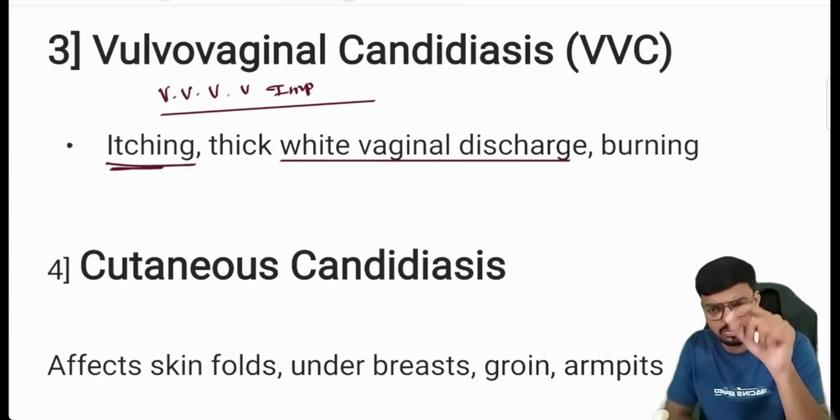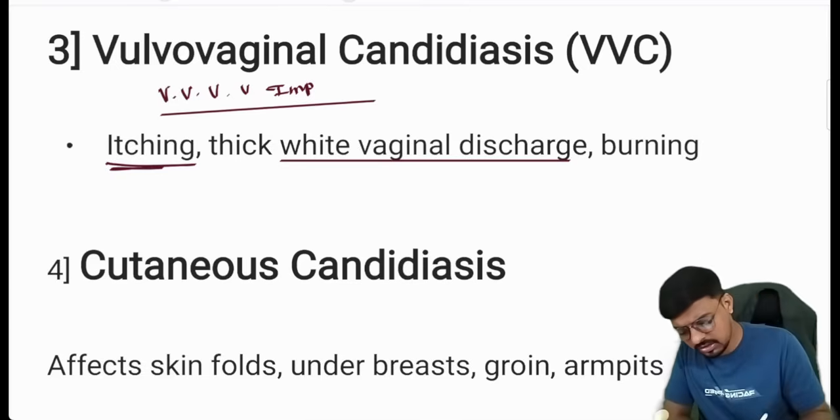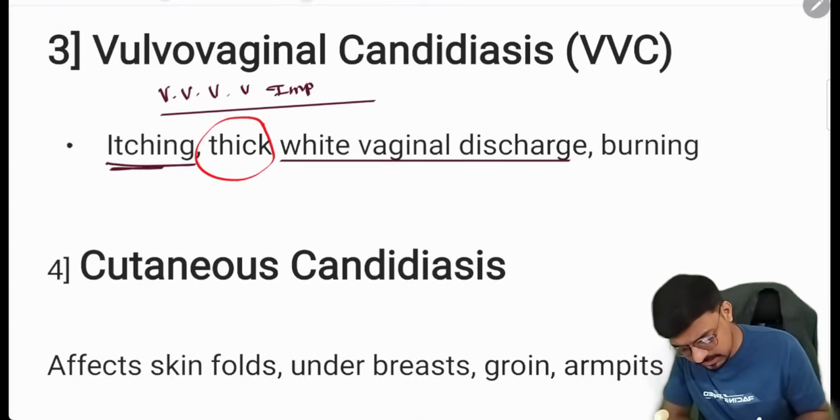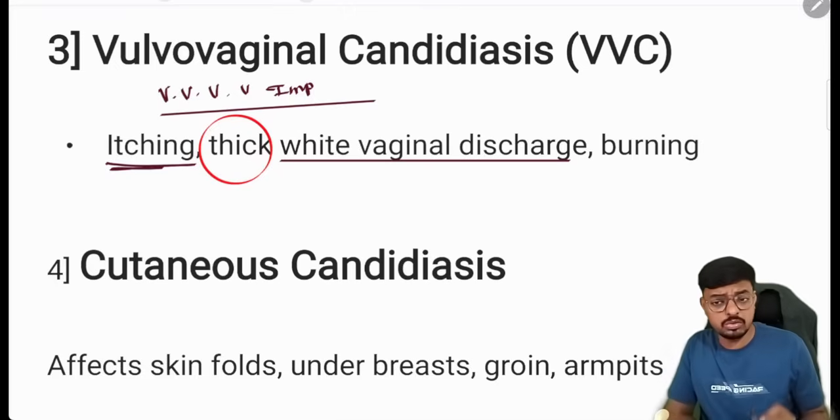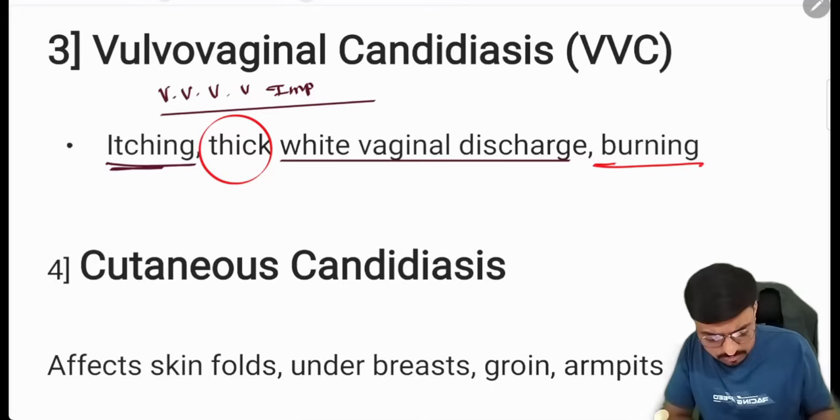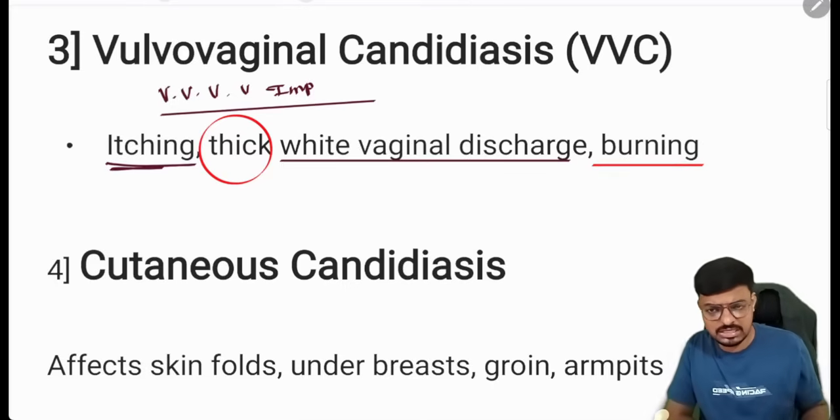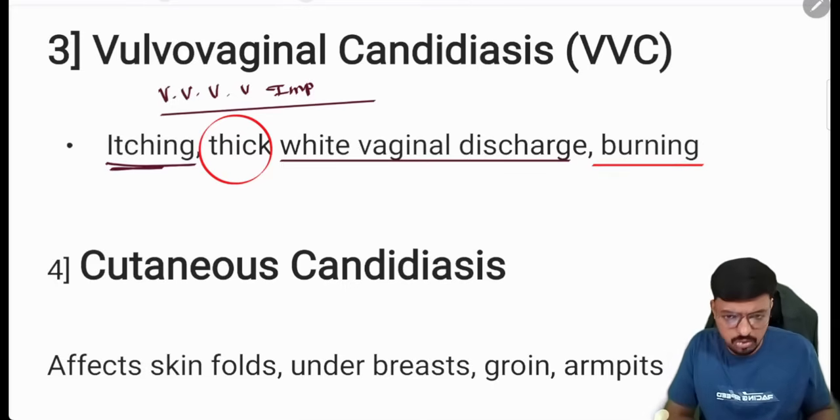So itching will be there, and it is a thick, not thin, white vaginal discharge. In bacterial vaginosis we get a thin white vaginal discharge. Along with that, a burning sensation will be there. These are the very important classical symptoms of vulvovaginal candidiasis.